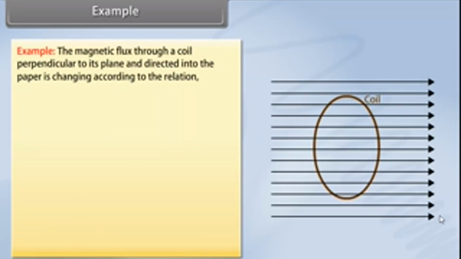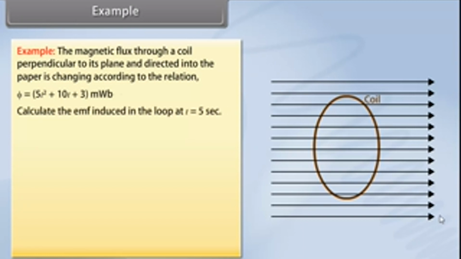Example. Let's take an example on Faraday's laws of induction. The magnetic flux through a coil perpendicular to its plane and directed into the paper is changing according to the relation phi is equal to 5t square plus 10t plus 3 milliWeber. Calculate the EMF induced in the loop at t equal to 5 seconds.